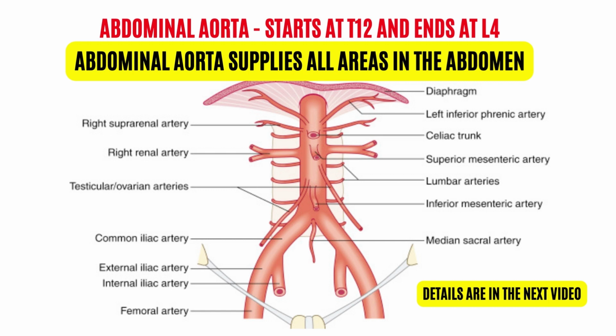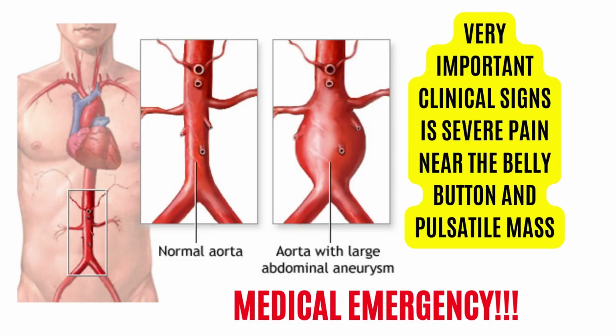We also have the lumbar arteries, which arise posterolaterally between the levels of L1 and L4 to supply the abdominal wall and spinal cord. An extremely important clinical anatomy is the abdominal aortic aneurysm, also known as AAA.